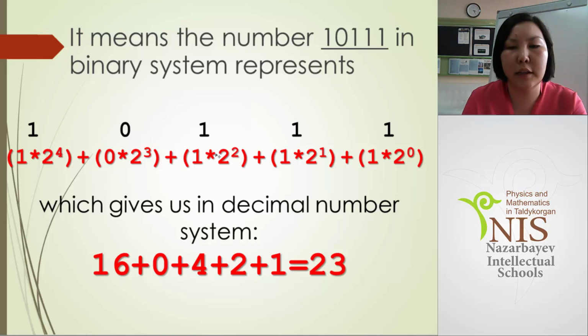As you've seen in the video, it means the number 10111 in binary system represents 1 multiplied by 2 in power of 4 plus 0 multiplied by 2 in power of 3 plus 1 multiplied by 2 in power of 2 plus 1 multiplied by 2 in power of 1 plus 1 multiplied by 2 in power of 0, which gives us a decimal number 16 plus 0 plus 4 plus 2 plus 1. As a result, we have 23.